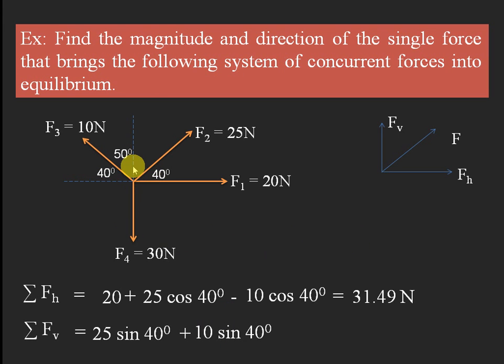Again here F4 is there, which is already acting in the vertical direction only. So directly we have to take 30 newtons, and it is acting in the downward direction, which is the negative direction. So again we have to take the negative value of 30. The sum by calculation will be minus 7.5 newtons. Minus means the sum of all vertical forces will be acting in the downward direction.